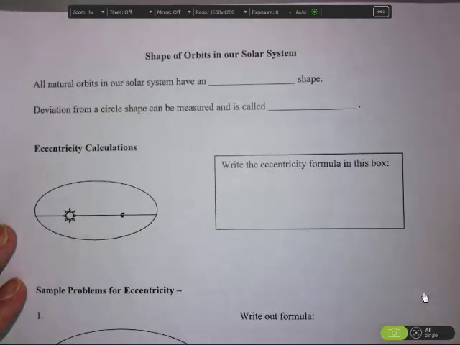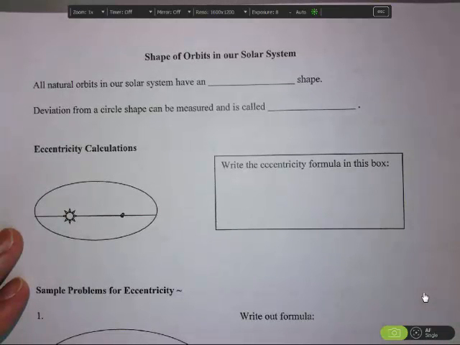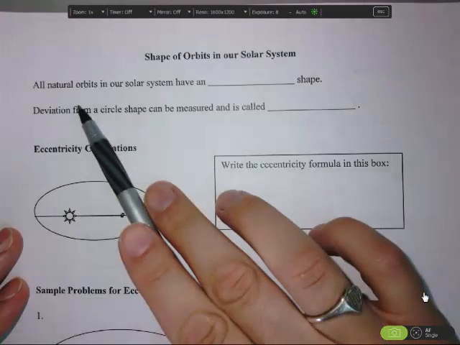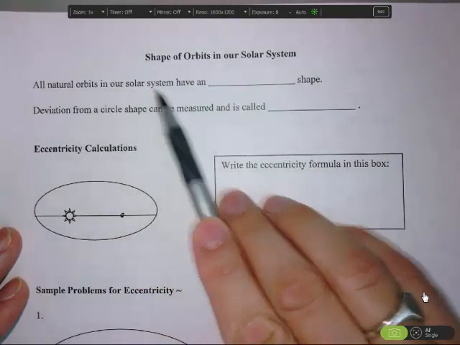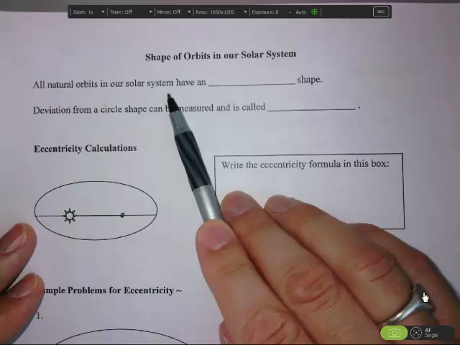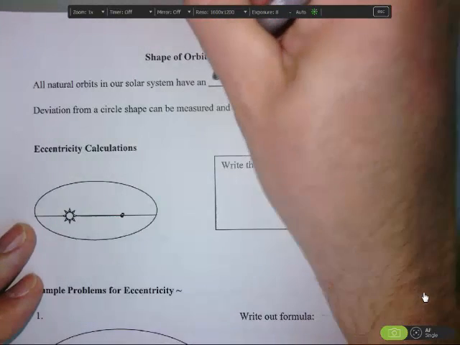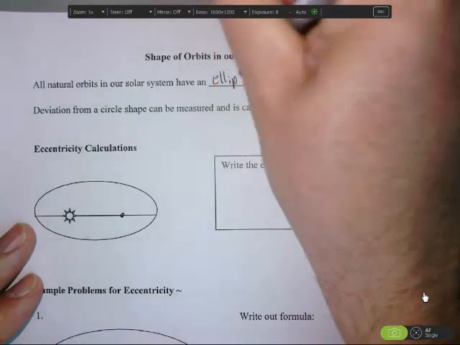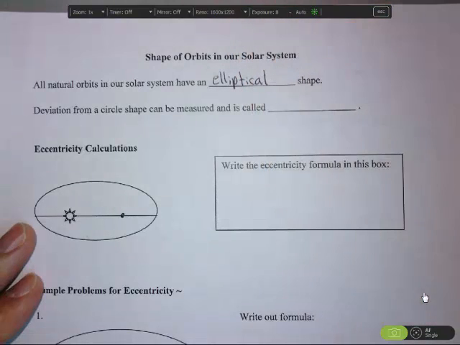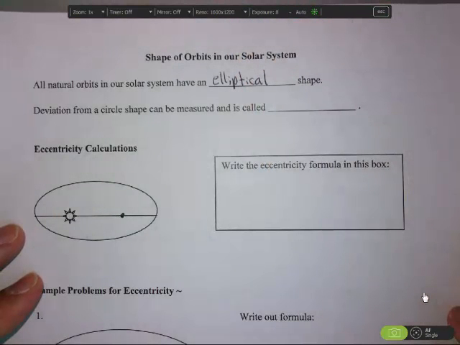Anyway, so guys, on this page in your notes, let's go ahead and fill this in. It says all natural orbits in our solar system have an elliptical shape. So go ahead and write that in. Elliptical is basically the same as saying oval. But we're not going to say that anymore because we're in high school.